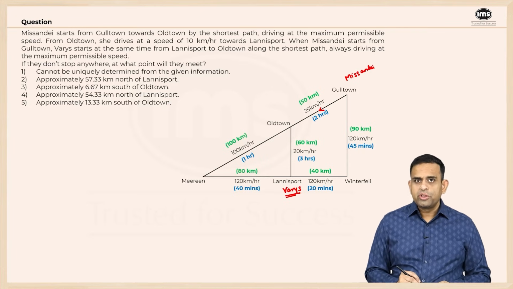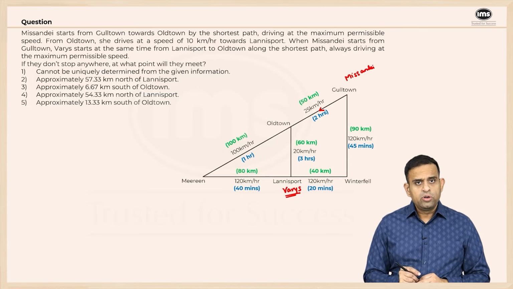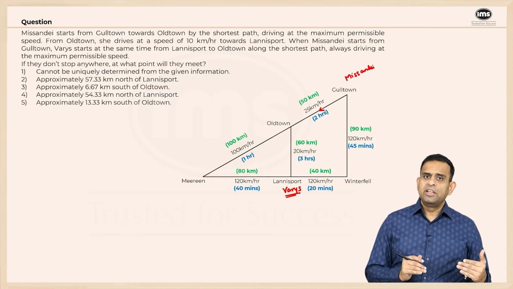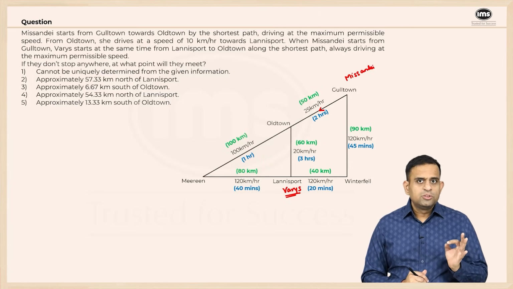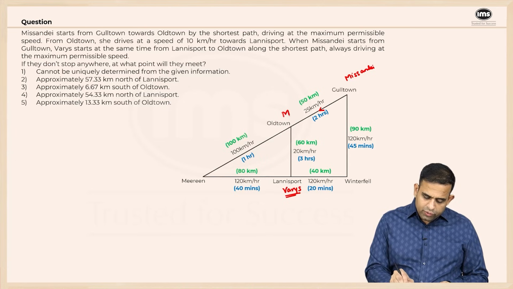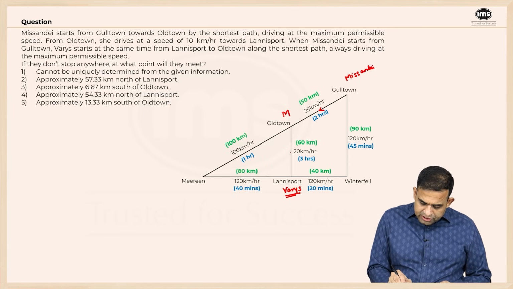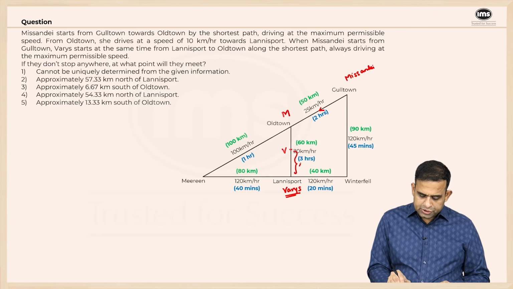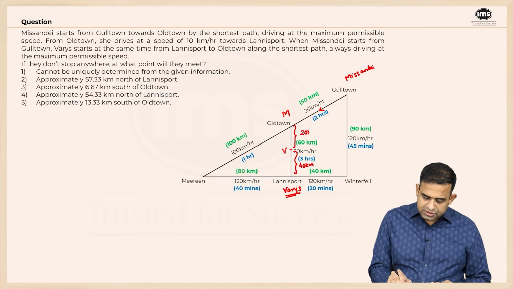So what I will do is, since we know that Missandei is going to reach Old Town at 2 hours, and Varys will reach Old Town after 3 hours, definitely they are going to meet somewhere between Old Town and Lannisport, and definitely after 2 hours. So find out the situation at 2 hours. At the end of 2 hours, you will find Missandei over here. And in 2 hours, at the speed of 20 kmph, Varys must have covered a distance of 40 kilometers. So the distance between Missandei and Varys after 2 hours is 20 kilometers.